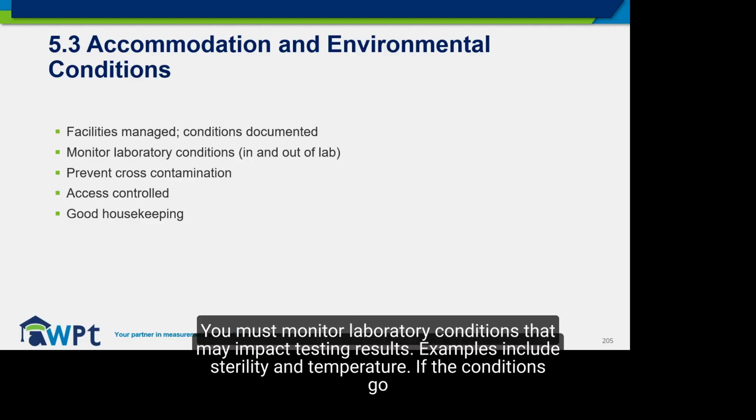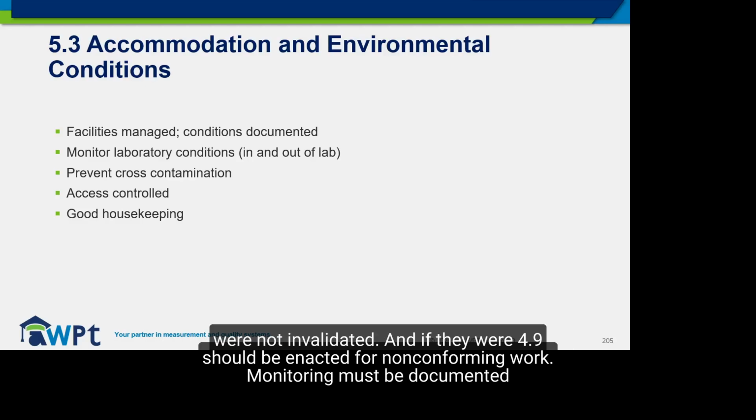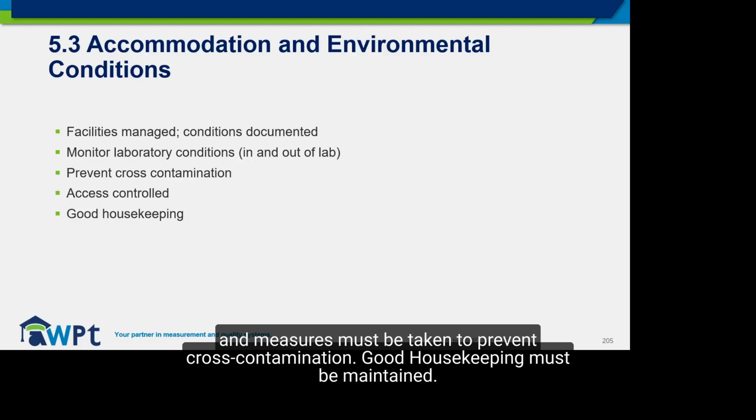You must monitor laboratory conditions that may impact testing results. Examples include sterility and temperature. If the conditions go outside of the documented requirements, Section 5.3.1, work must cease. The impact should be evaluated to ensure results were not invalidated, and if they were, 4.9 should be enacted for non-conforming work. Monitoring must be documented, and measures must be taken to prevent cross-contamination. Good housekeeping must be maintained.